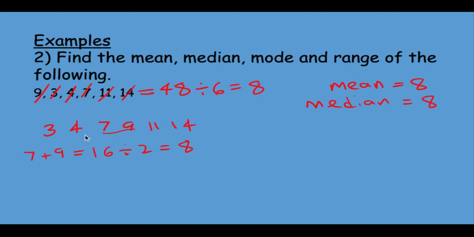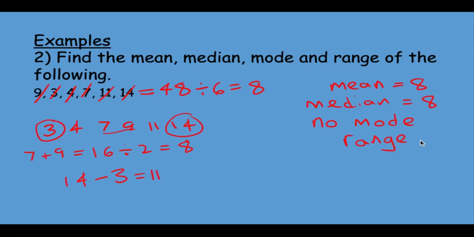So our mode, if we look at the list again, we can see that there are no numbers that are repeated. So if there's no mode, we just say there's no mode. And then our range, look at our largest number, take away our smallest number. That's going to give us a range of 11. Okay, let's have a look at another example.